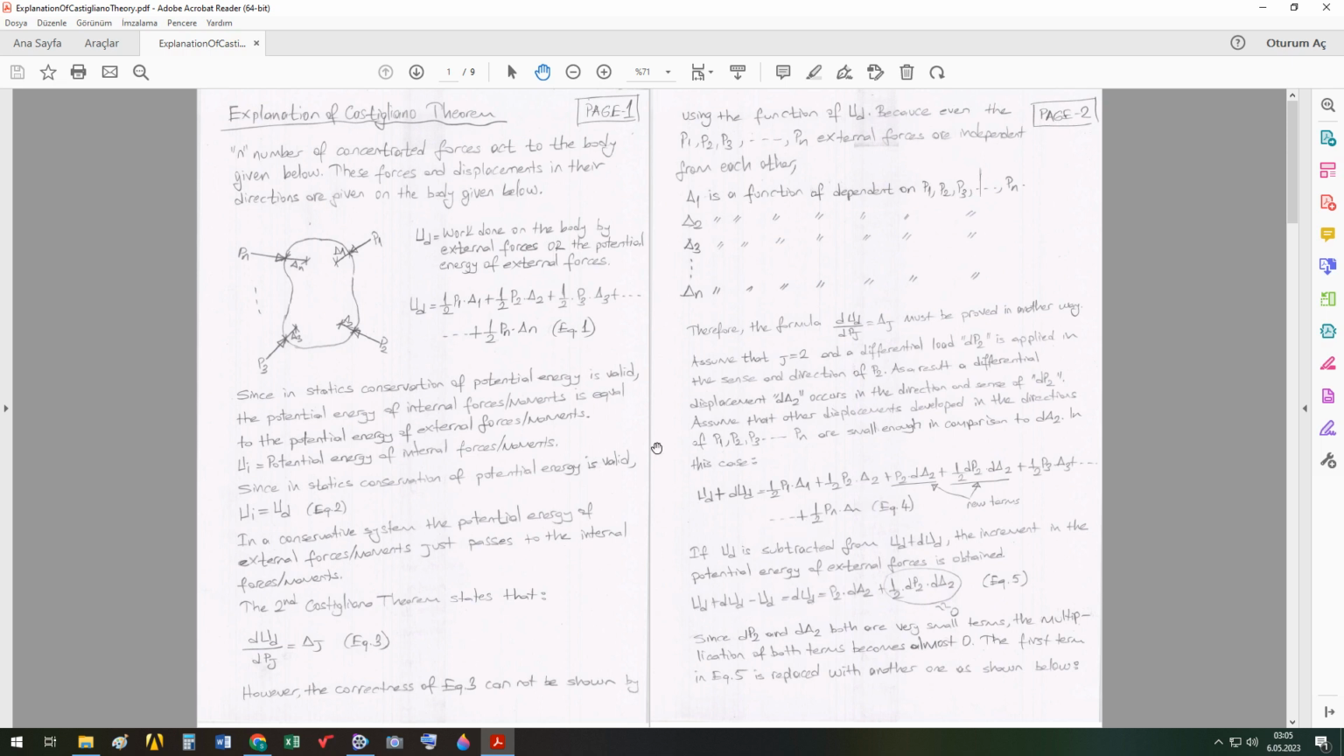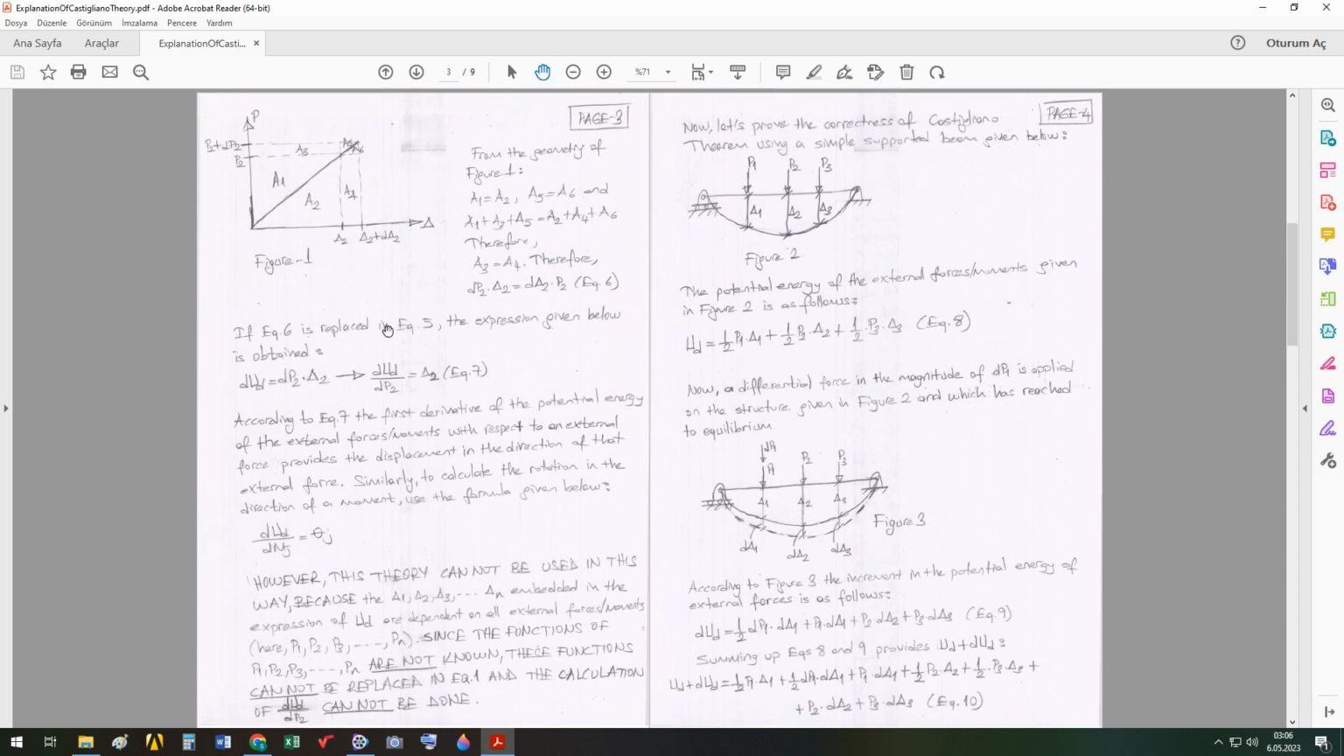Okay, that means we subtract this expression from this expression and we obtain this one. Since this term is very small, this term is also very small, the multiplication of differentials can be neglected and assumed to be 0. So only this term remains in the expression. This term can also be replaced by another term. I will show it now here.